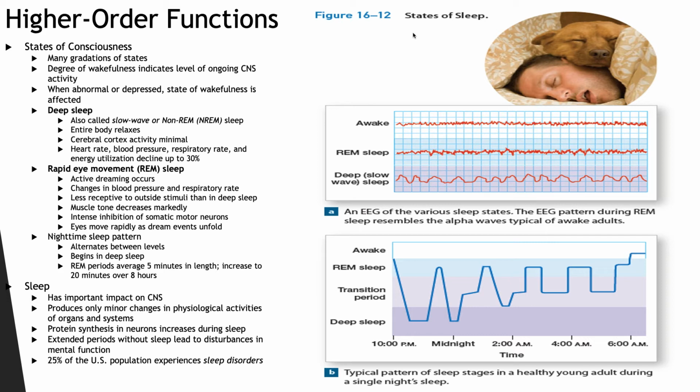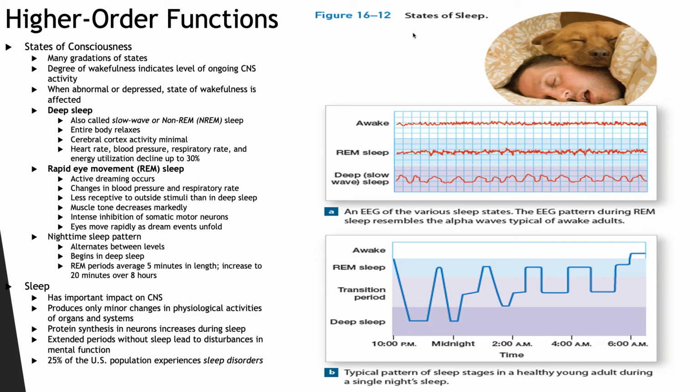And during rapid eye movement or REM sleep, you dream actively and your blood pressure and respiratory rate change. Although the EEG that you see here resembles that of the awake state, you become even less receptive to outside stimuli than in deep sleep, and your muscle tone decreases markedly. Intense inhibition of somatic motor neurons probably prevents you from acting out the responses you envision while dreaming. The neurons controlling your eye muscles escape this inhibitory influence, and your eyes move rapidly as you dream and that continues to unfold.